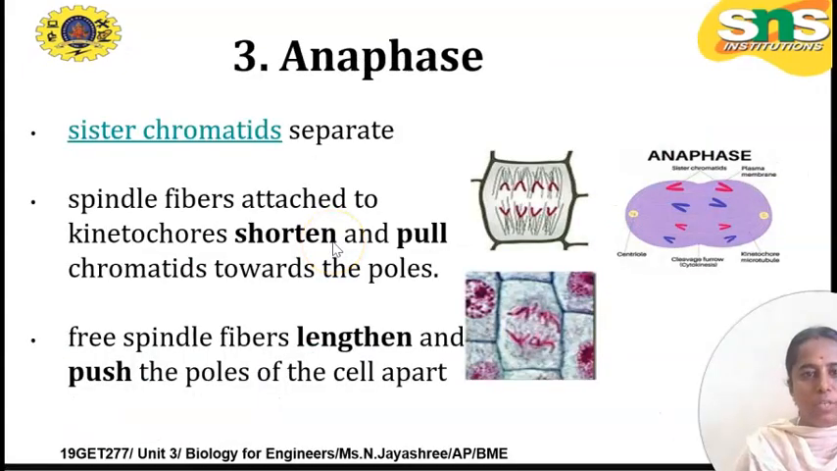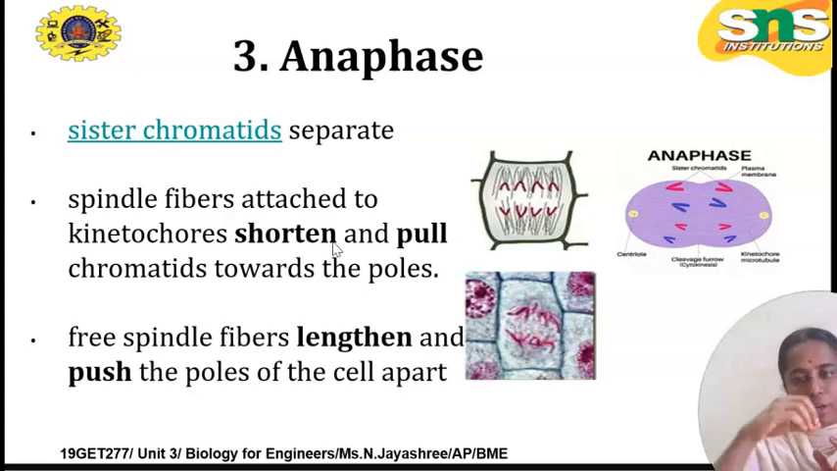Let us see the next stage, anaphase. In the previous stage, the chromosomes were aligned on the equatorial line. Now the spindle fibers move top and bottom. Whenever the spindle fibers move, the chromatids also move top and bottom. The top and bottom spindle fibers pull the chromosomes to the top and bottom. This forms the daughter cells. The spindle fibers take the chromosomes up and down.